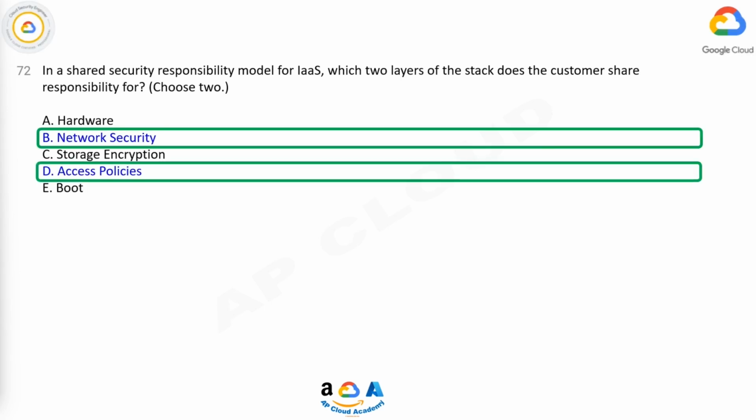Correct answer, B and D. B. Network security. D. Access policies.